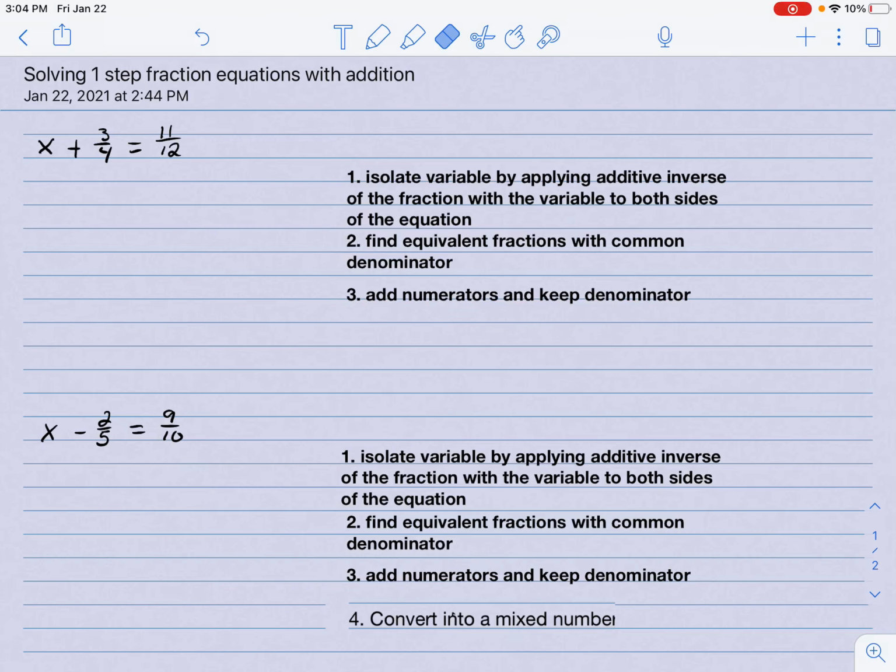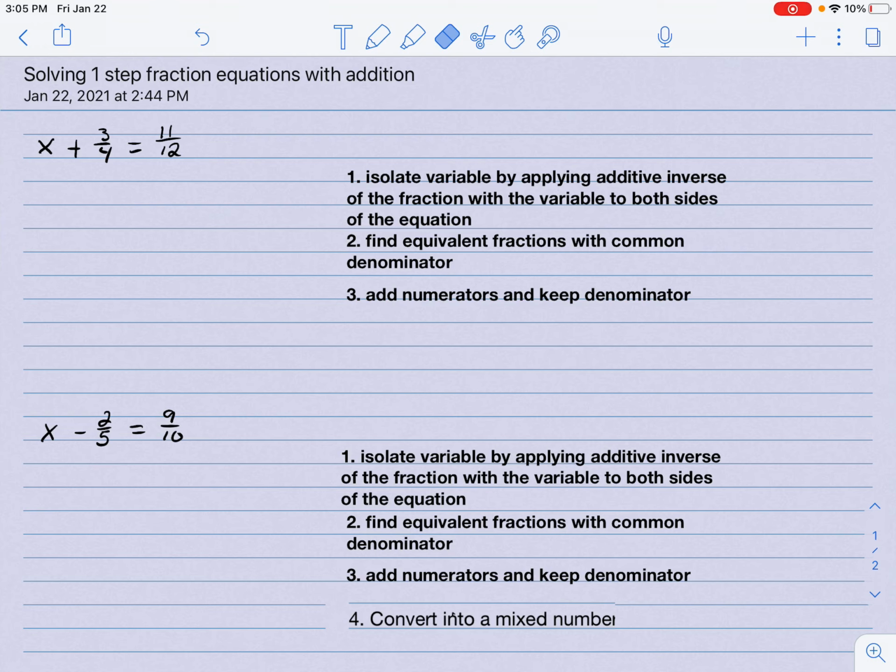All right, so we're going to look at solving one-step equations, or one-step fraction equations, with addition. It's going to follow the same rules as one-step equations, except now we have fractions, so we have to take into account the rules for adding and subtracting fractions. Okay, so here we've got x plus 3/4 equals 11/12.